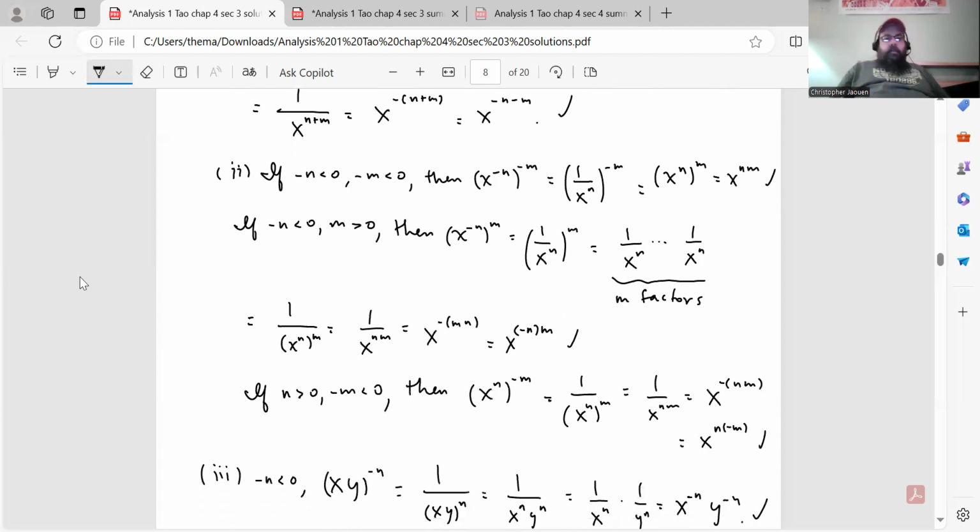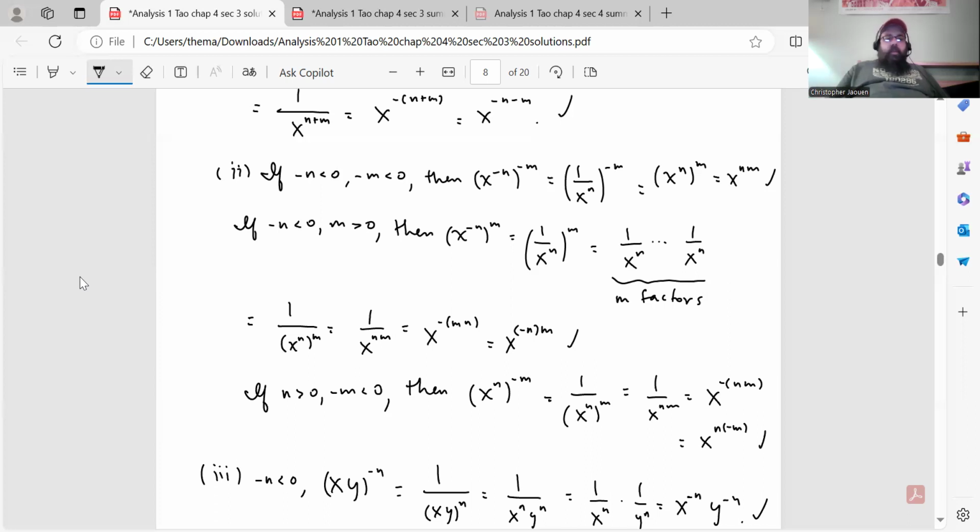Right, for the second exponentiation rule, again, here I'm doing it in cases. If negative n is less than 0 and negative m is less than 0, then x to the minus n to the minus m is 1 over x to the n to the minus m, which is x to the n to the m, which is x to the nm.